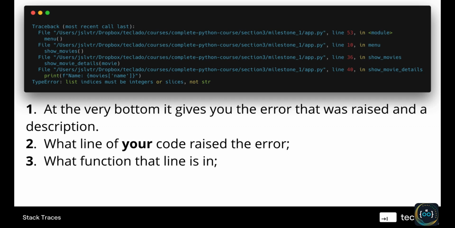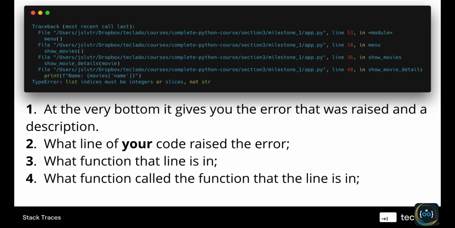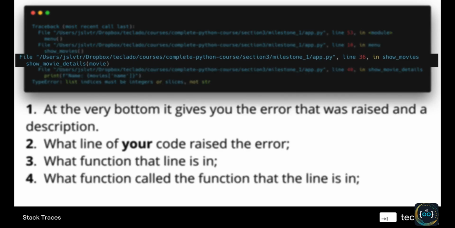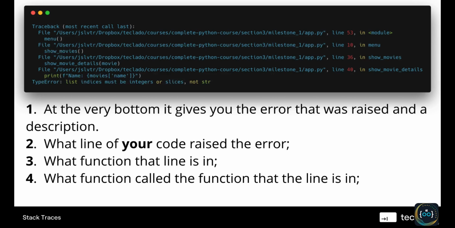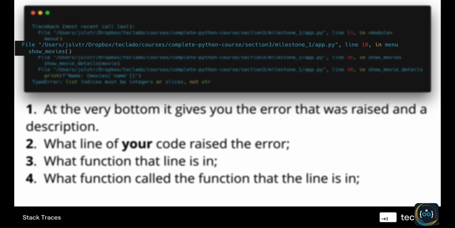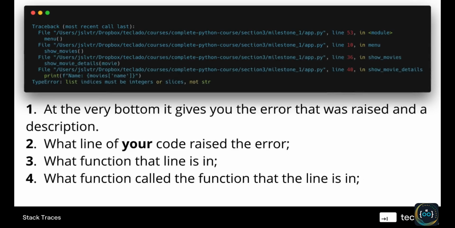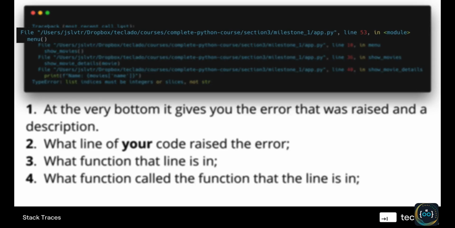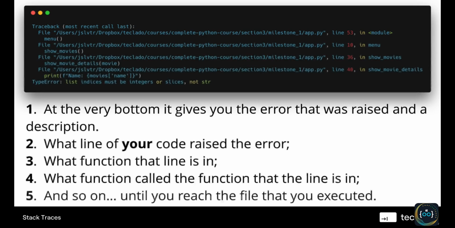Now, the line above is where that function was called. So this function, show movie details, was called as show movie details with movie as an argument. And the line directly above tells you in which function that function call happened. That's in the show movies function. The show movies function was called inside the menu function, and the menu function was called directly in the module, which is the file that we executed. So it tells you where your error happened, what function that was in, what function that was in, what function that was in, and so forth until you reach the file that you executed.